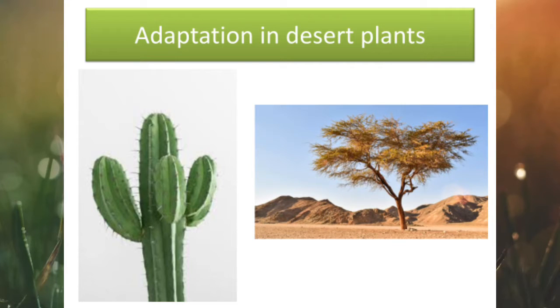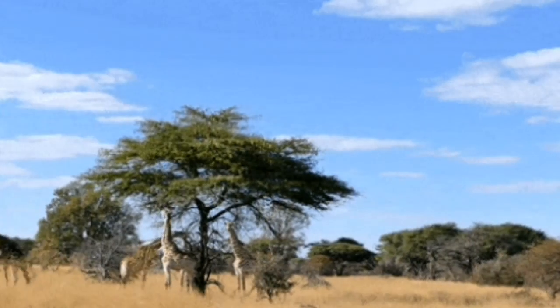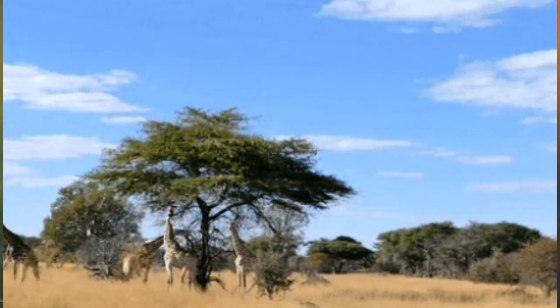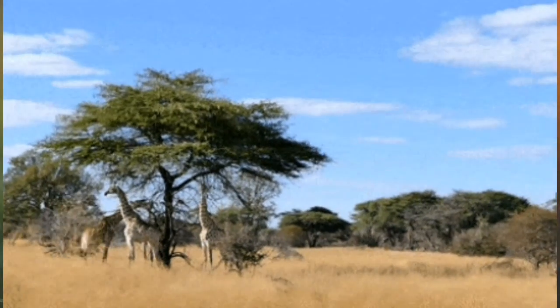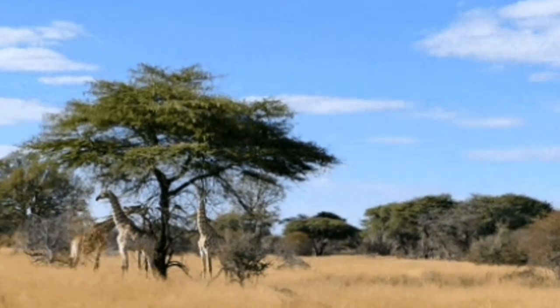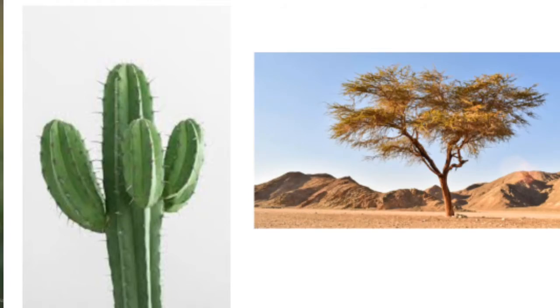Adaptation in desert plants. Desert plants are either leafless or their leaves are like small needles or have been modified into thorns. As a result, they lose very little water by evaporation. The stem stores water and food and is therefore fleshy.